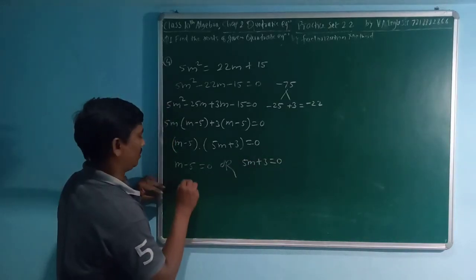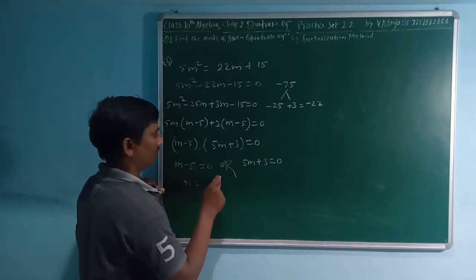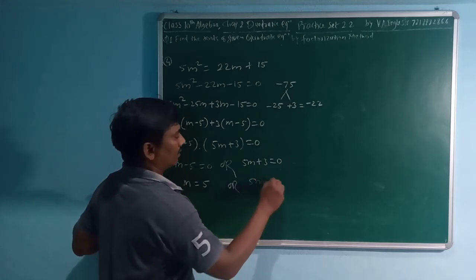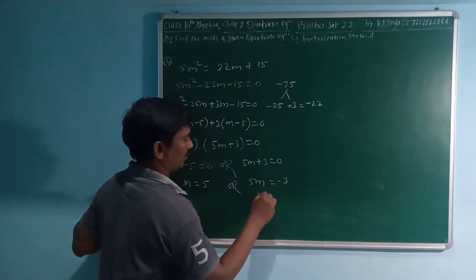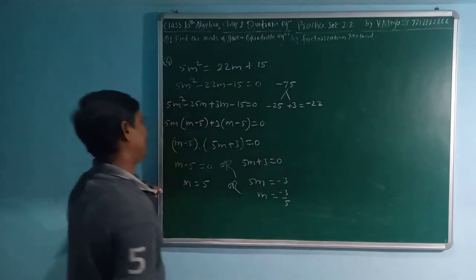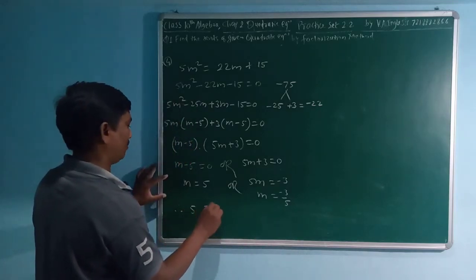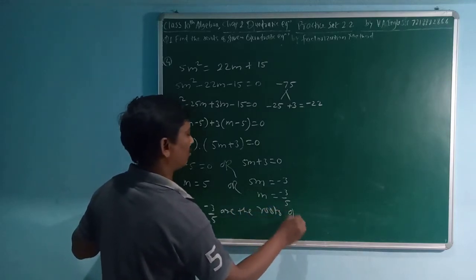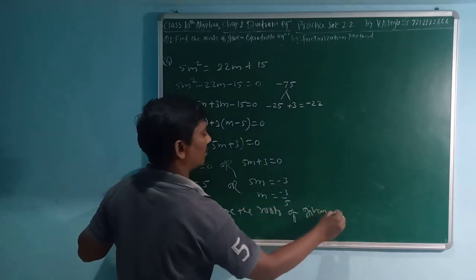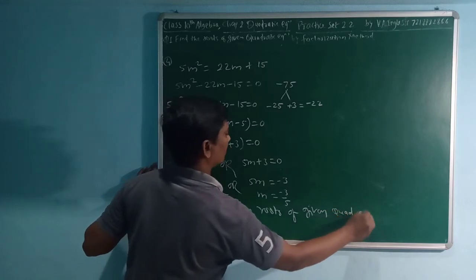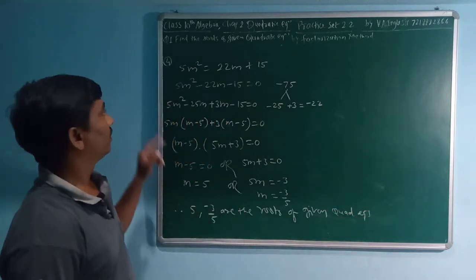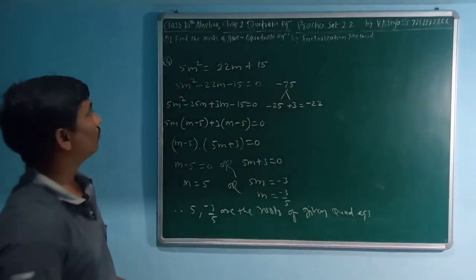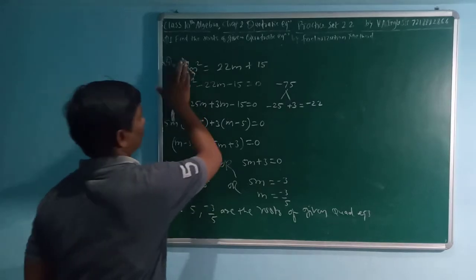Okay, so here m will be equal to 5, if you take this to the right hand side, it will become plus, and here it will be minus 3, then m is equal to minus 3 by 5. Therefore 5 and minus 3 by 5 are the roots of the given quadratic equation. Okay, in this way you have to solve the given quadratic equation. Now we'll go for question number 5.